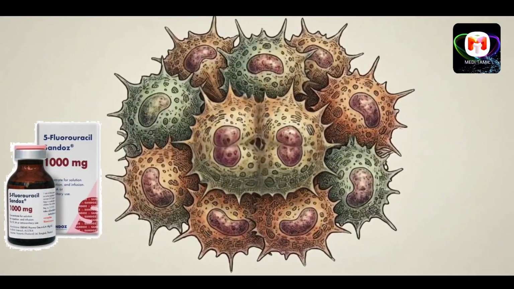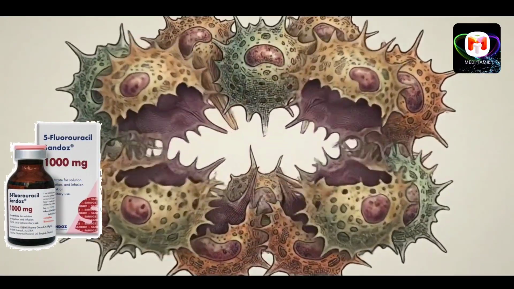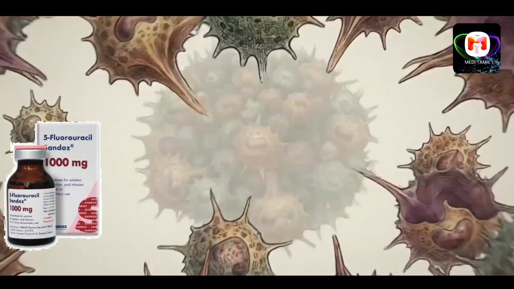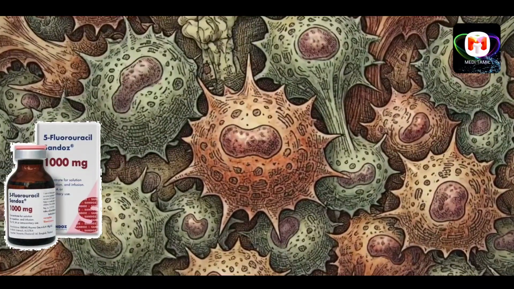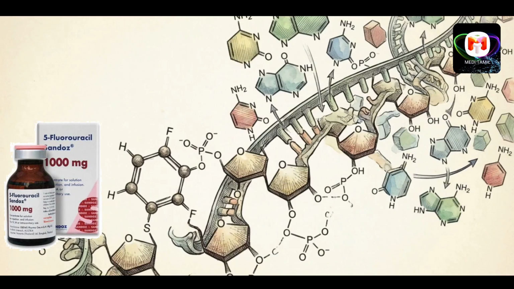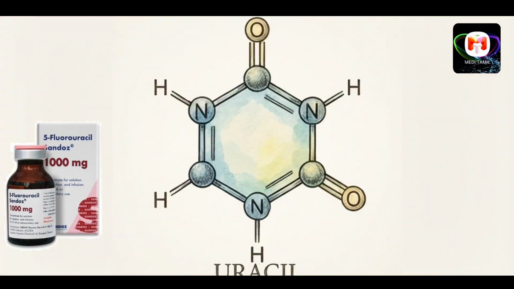Aggressive tumor cells are defined by rapid, unchecked division. To sustain this continuous multiplication, they require a massive and constant supply of structural resources to build new genetic material. One of those crucial resources is uracil.